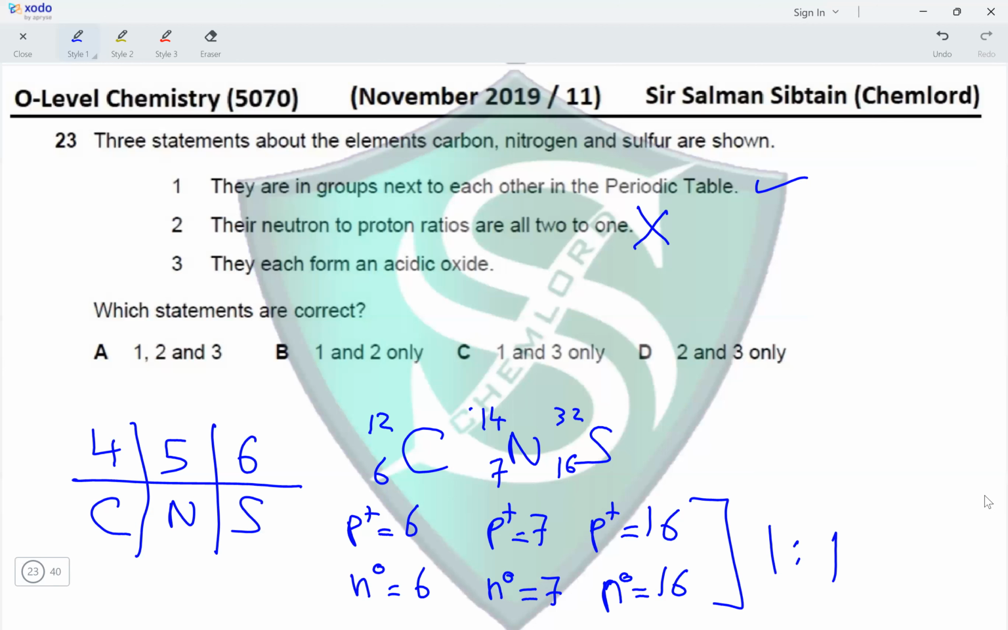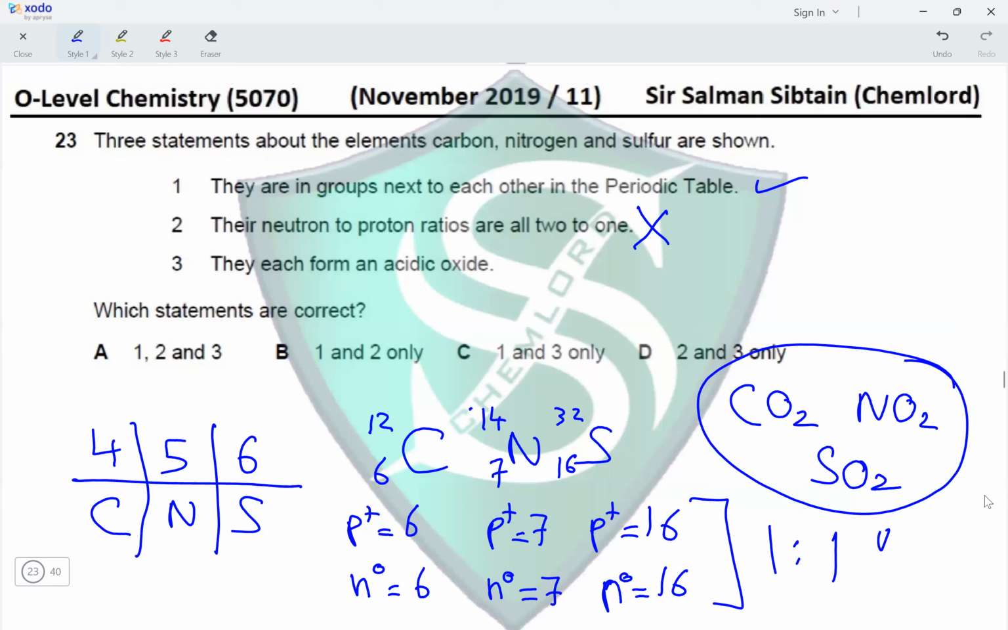3. They each form an acidic oxide. Yes, carbon forms CO2, nitrogen forms NO2, and sulfur forms SO2. All three of these gases are acidic. So this statement is correct. Since statements 1 and 3 are correct, option C is the correct option for this question.